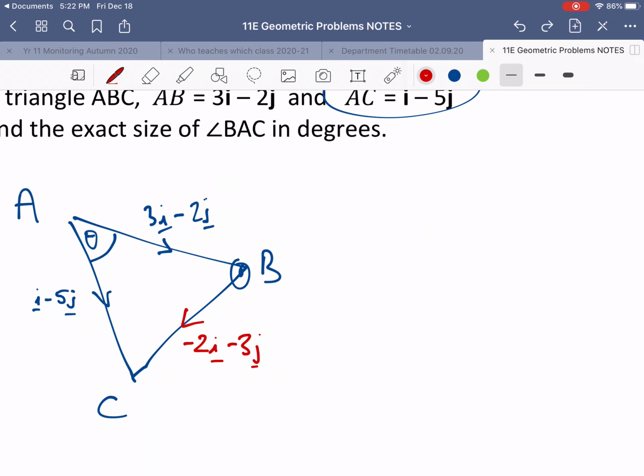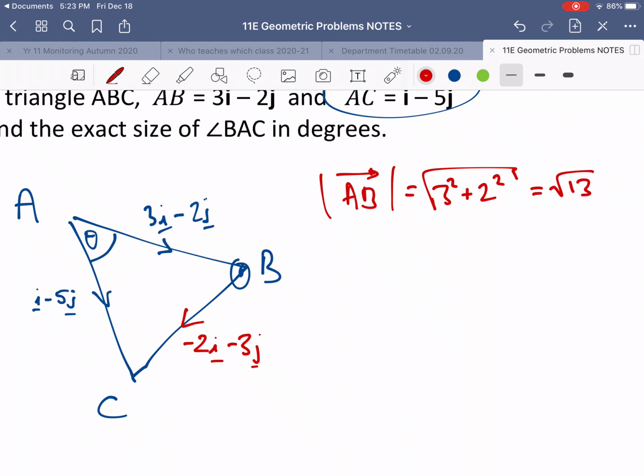So I'm going to work out the modulus of that one. A to B. I want to work out the modulus. That's just basically going to be the square root of 3 squared plus a minus 2 squared, but minus 2 squared is the same as 2 squared, so I'm just going to write a 2 squared there, and that gives me square root of 13.